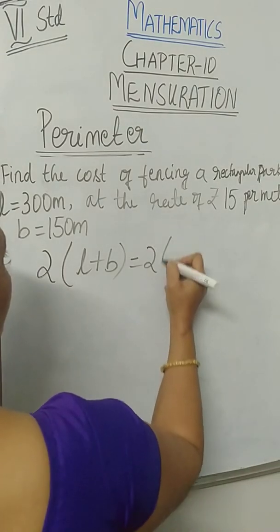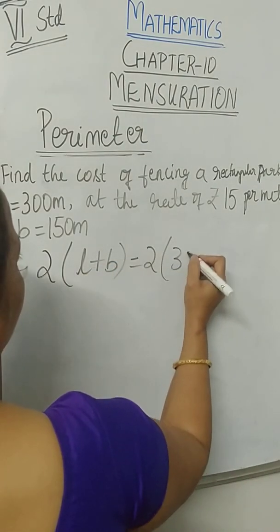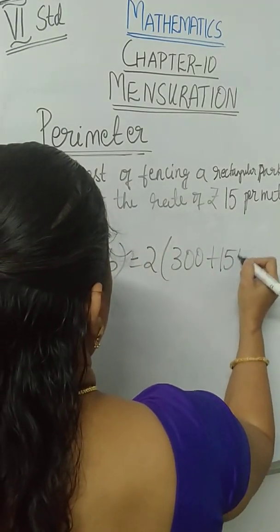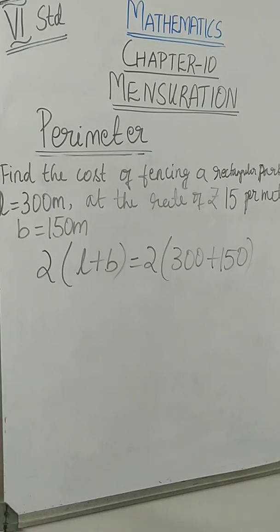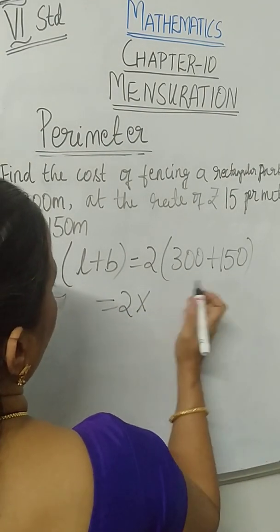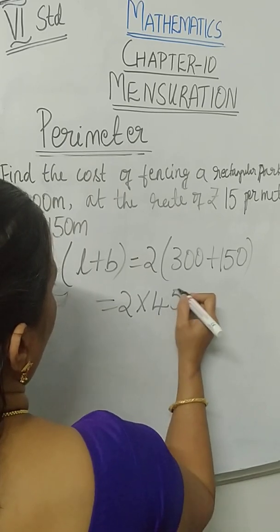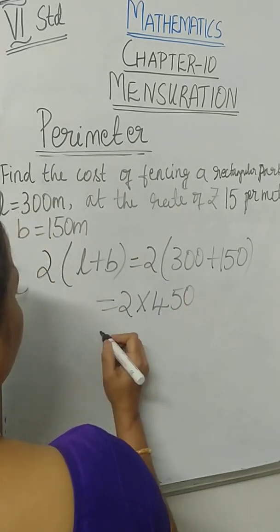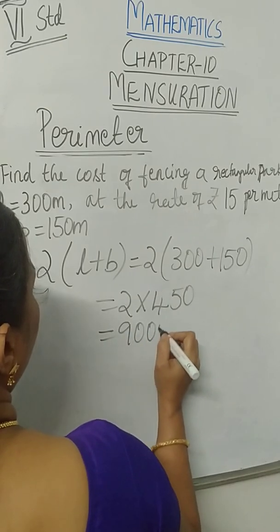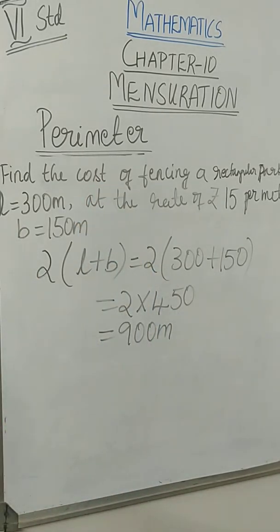So, it is 2 into, what is the length? 300 plus, what is the breadth? It is 150. So how much is it? 2 into (300 plus 150), it is 450. So what is 2 into 450? It is 900 meter. What is the perimeter of this rectangular park? It is 900 meter. Okay.